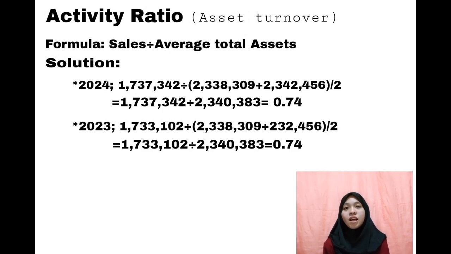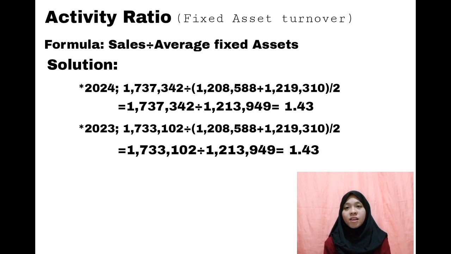Del Monte's asset turnover ratio remained consistent in both years, which is 0.74, suggesting a stable level of asset utilization efficiency. Similarly, the fixed asset turnover ratio remained consistent at 1.43 in both years, indicating consistent efficiency in using fixed assets to generate revenue.